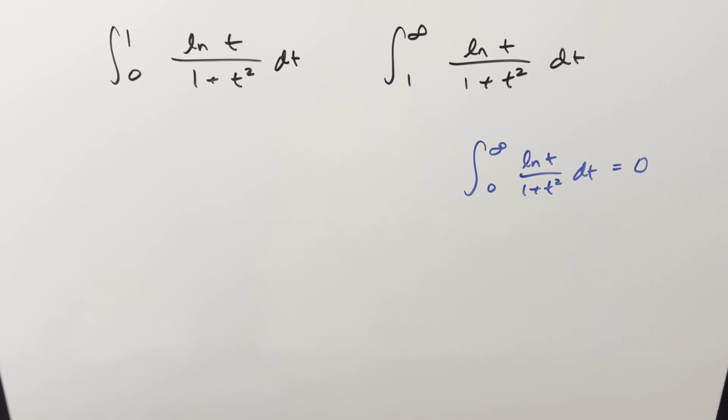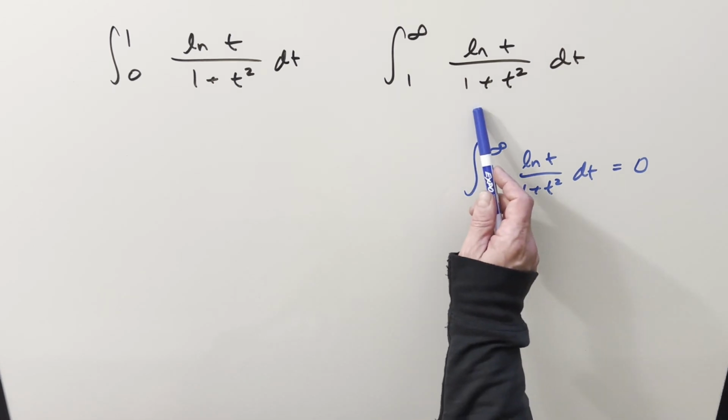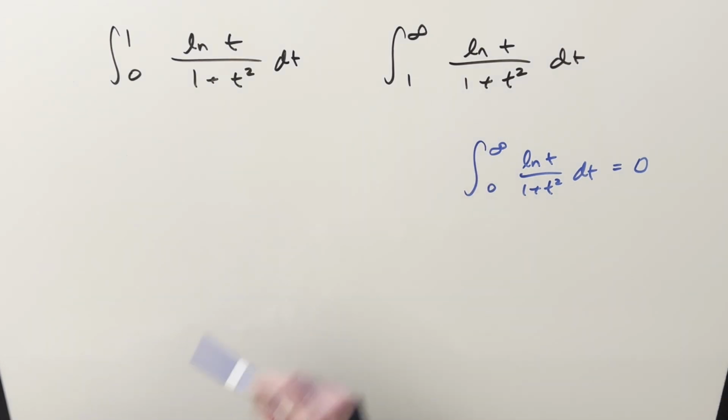Okay, we have here today twin integrals. We've got the integral from 0 to 1 of ln t over 1 plus t squared dt. And then we have the same thing over here to the right from 1 to infinity. And now, of course, these are closely related.